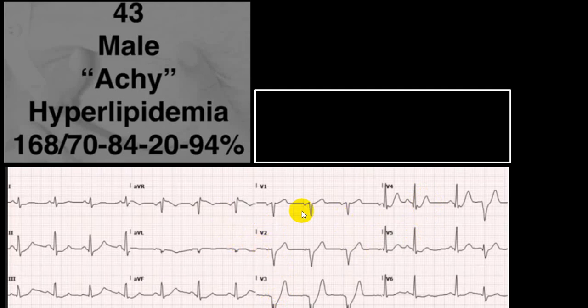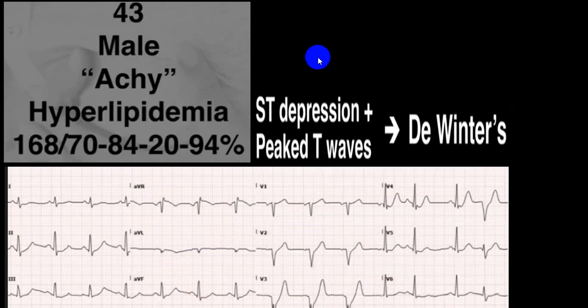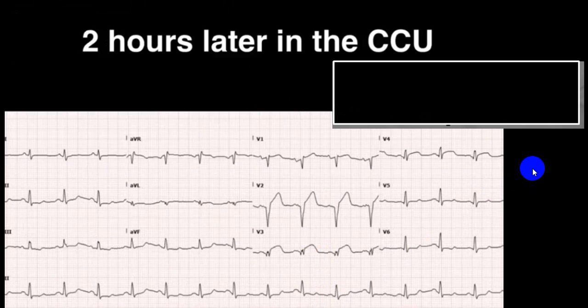When you get this in leads V2, V3, V4, and you don't have changes of ST elevation in other leads, this is given the name De Winter sign. So ST depression and peaked T wave in V2, V3, V4, sometimes it can extend up to V5, but at least in V2, V3 is quite common. So if it is there in V2, V3, V4, always suspect De Winter sign.